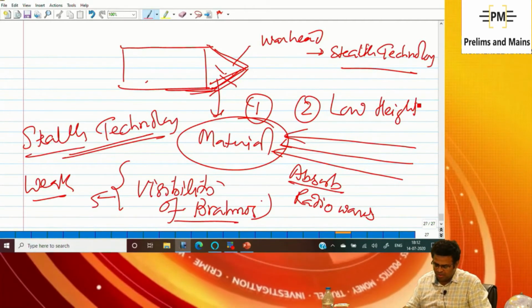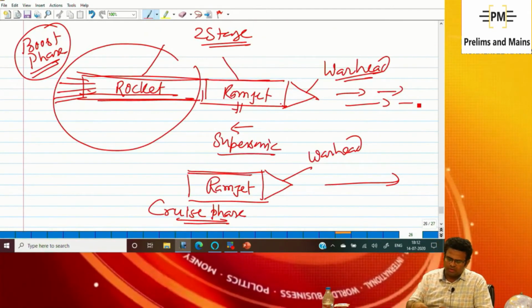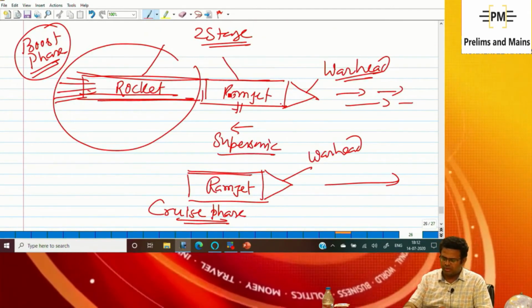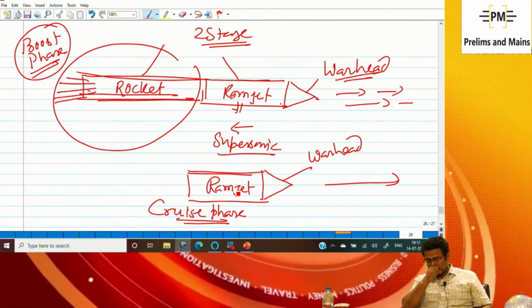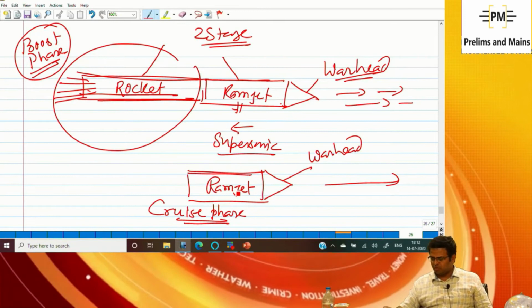This is the point you have been able to see. How does BrahMos 1 move? Boost phase, the rocket runs, then the ramjet, then the cruise phase. And from the top, something is removed and it starts moving toward the target.